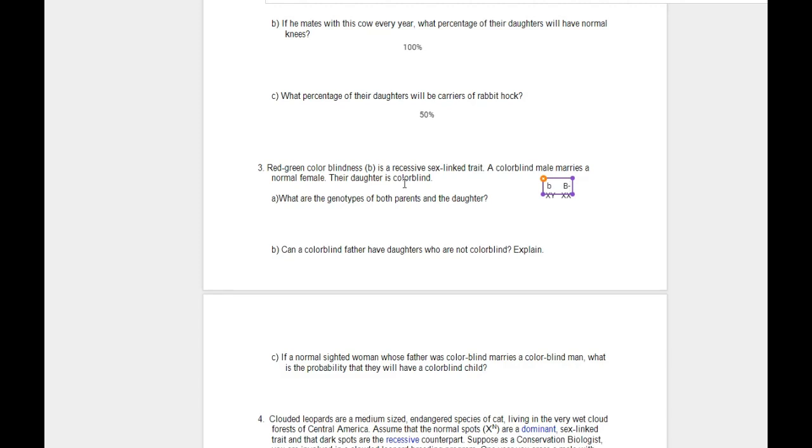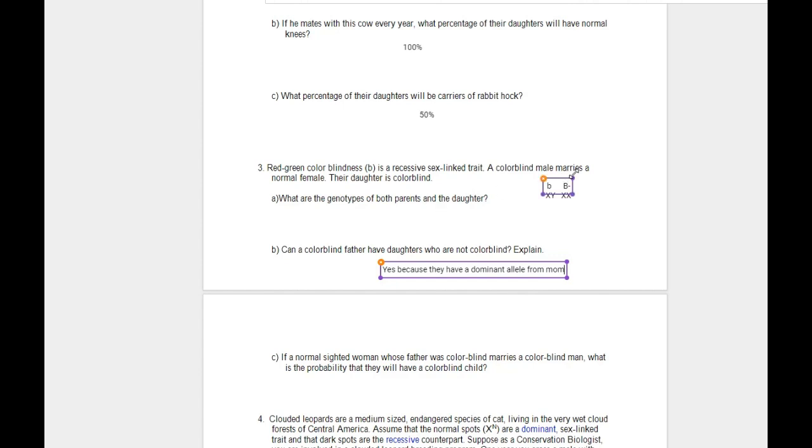What are the genotypes of both the parents? So the way I would write this is this, okay? This is the genotype of both their parents. Can a colorblind father have daughters who are not colorblind? Can he? And the answer is yes, because they have a dominant allele from mom. Because they have a dominant B in there, he's going to be passing his small b to them, but they have to get one of the B's from her.